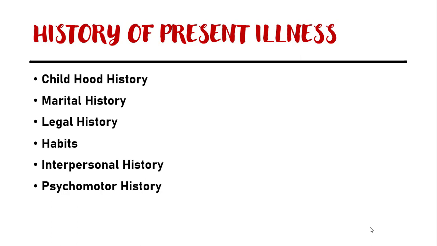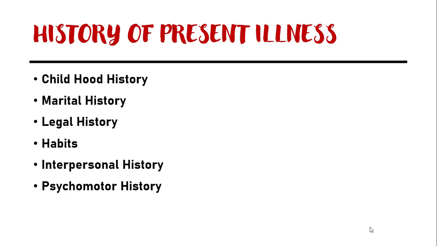Then marital history, that means married or unmarried, you have to mention that. Then legal history, that means any imprisonment, any divorce or any punishment, you have to write under legal history. Then habits of the patient. Habits of the patient means how they are interacting, what kind of sleeping habit, what kind of hobbies, and that kind of things you have to write under habits. Then the next thing is interpersonal history, what kind of relationship the patient is maintaining with others, that you have to write under interpersonal history.